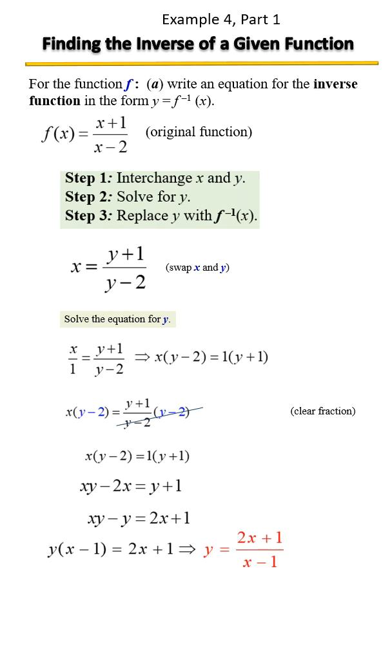And now we have one last step to solve for y. Notice it's sandwiched together with x minus 1. So to get y by itself, you would have to divide by x minus 1. Whatever you do to one side, you do to the other. And now we have it. This is the inverse because step 3 says to remove the y and replace it with f inverse of x. In other words, put it in inverse notation form.